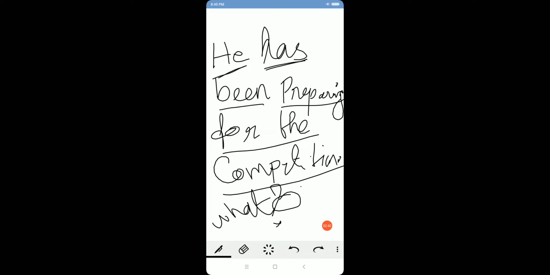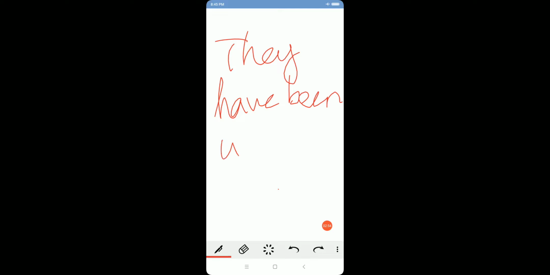We'll see an example for plural. They, so they is plural, they have, then what is next? Been, then writing a test. They have been writing a test. So this is an example for a plural sentence. So this is the form for present perfect continuous tense, right?